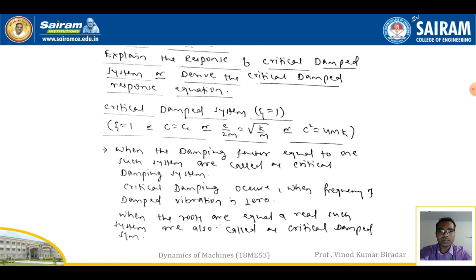Critical damping occurs normally when the frequency of the damped vibration is 0. During such conditions we are going to get this critical damped system. When the entire spring mass damper system frequency is equal to 0, we get this critical damped system equation. When the roots are equal, and in critical damping the roots are equal and real, such systems are also called critical damped systems.